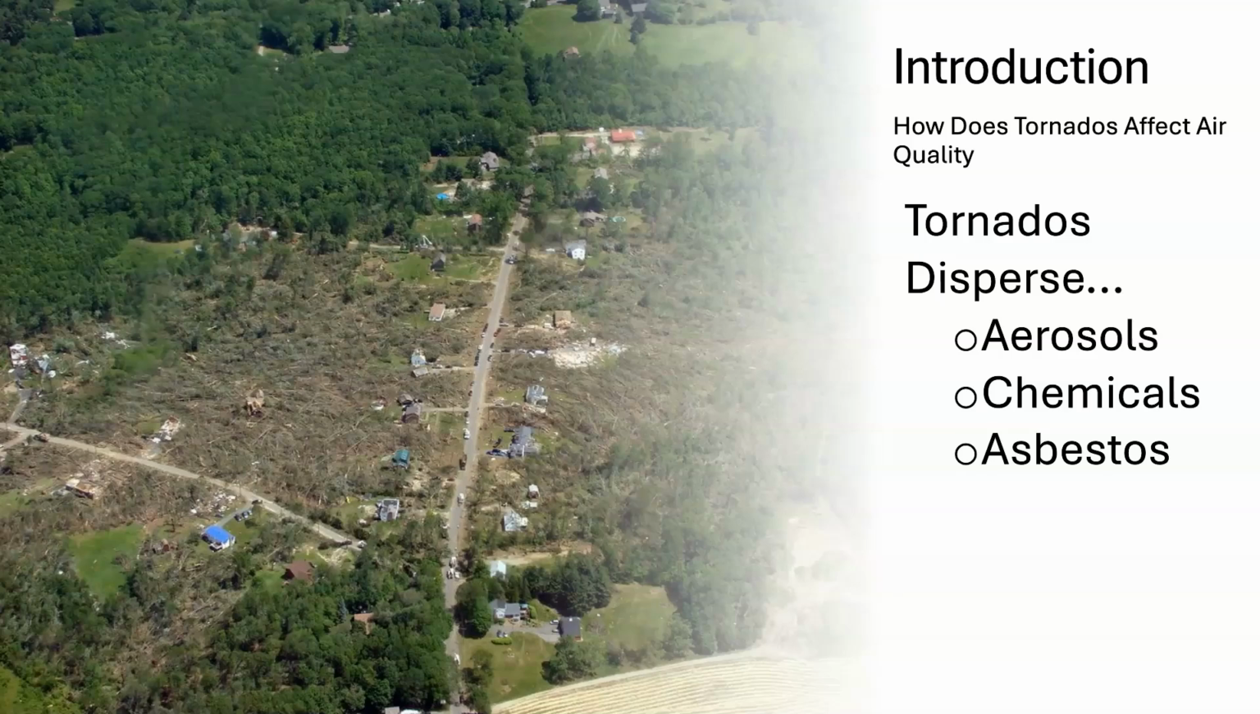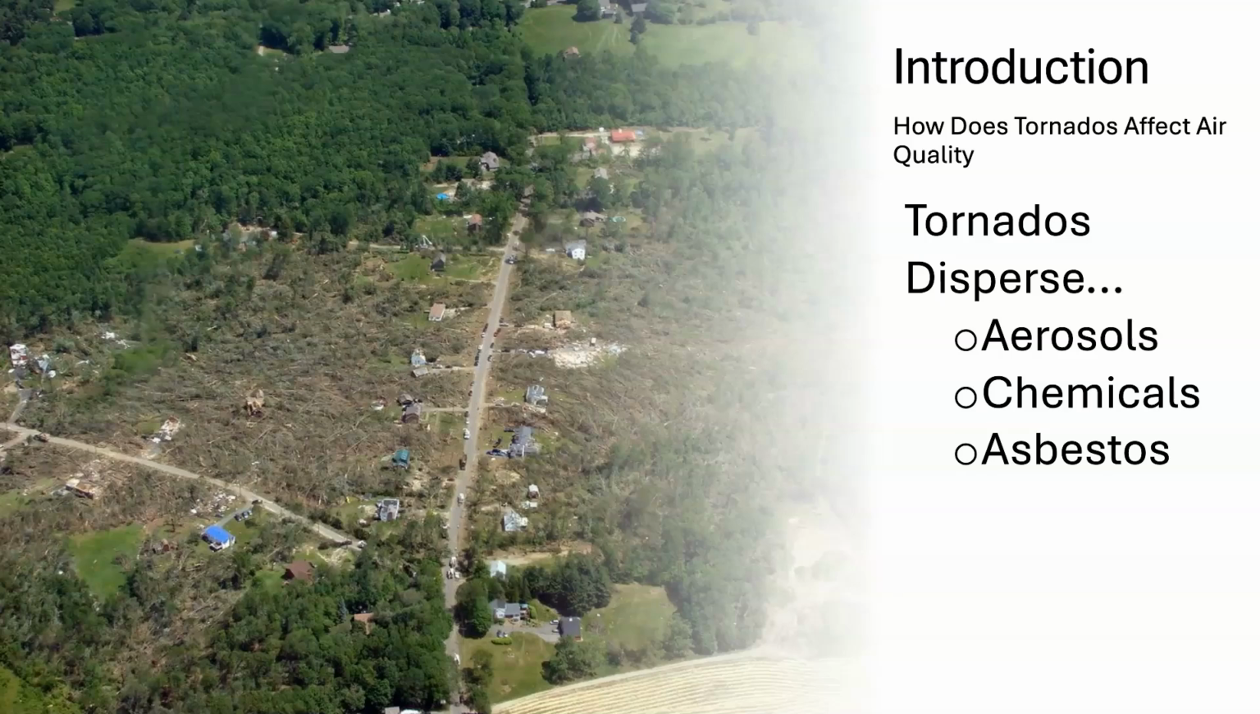And what I figured out is that when tornadoes are formed and go through towns, cities, and even forests and other sites, they disperse aerosols, chemicals, and asbestos. Aerosols, you'll mostly find in towns when a tornado is affecting the town, usually when it comes to old buildings. Chemicals are a very specific topic, usually where a tornado hits a Superfund site, which I will get into later.